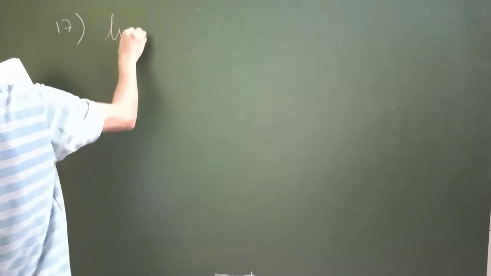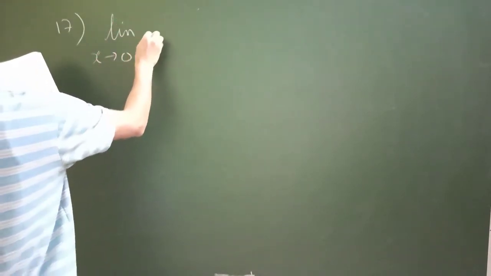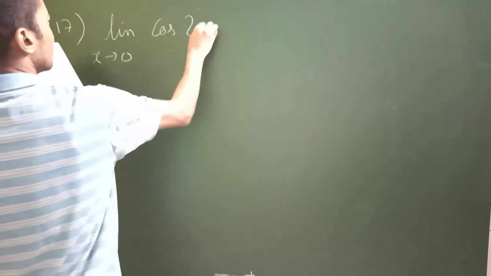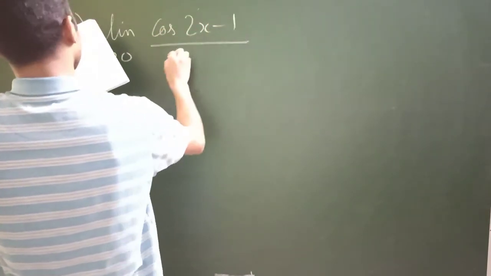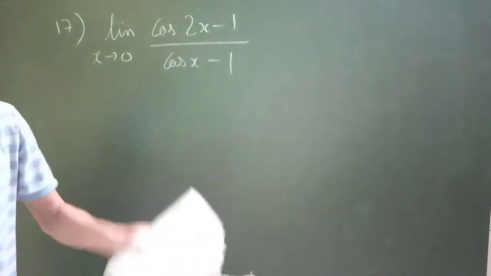Okay, so let's move on to the next question then. Okay, let's do question number 17. It's limit as x tends to 0, cos 2x minus 1 divided by cos x minus 1.